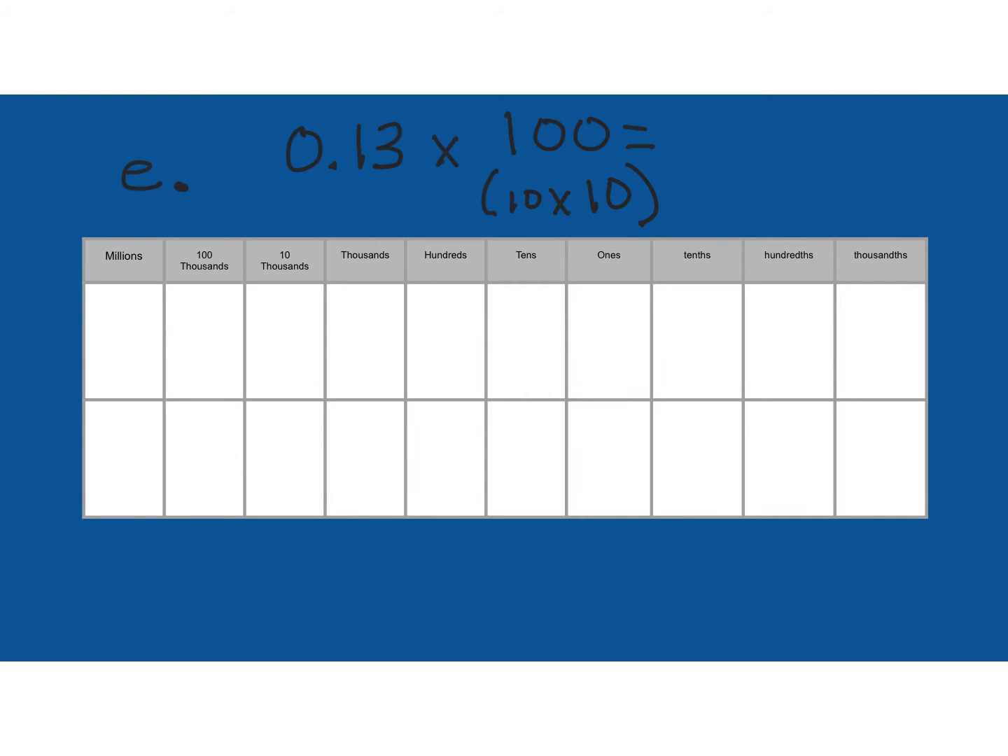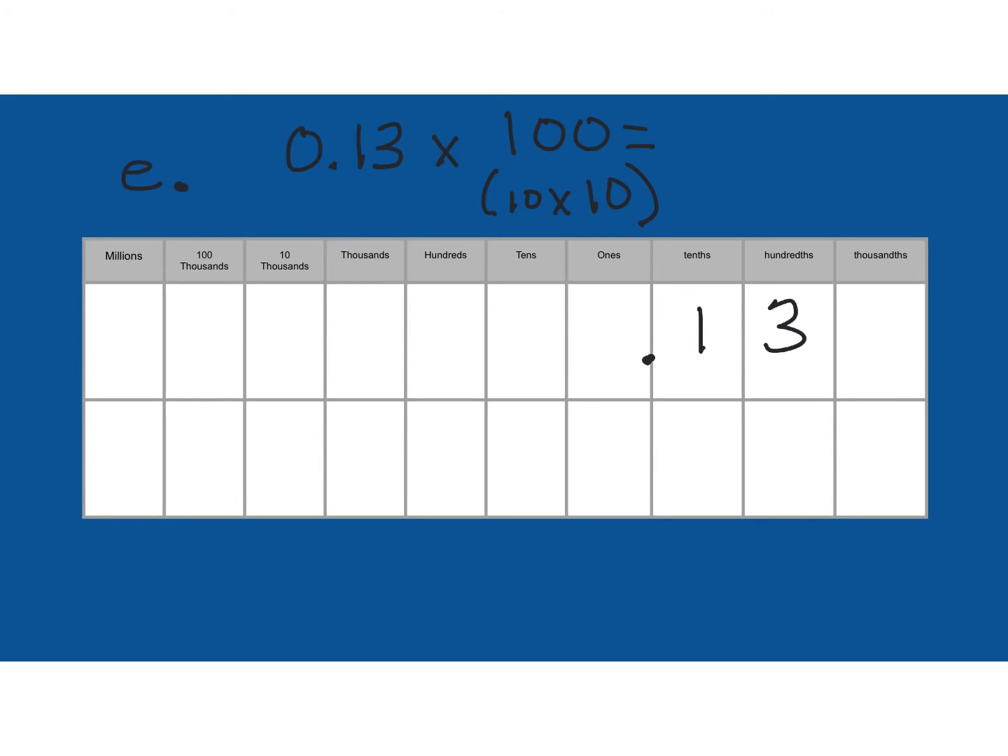Okay, so Ethan, I want to help you through E, F, and G on your problem set, just so you can really understand, because we worked on this last week. So on this one, we have decimal point 1-3. So we have 1/10 and 3/100.